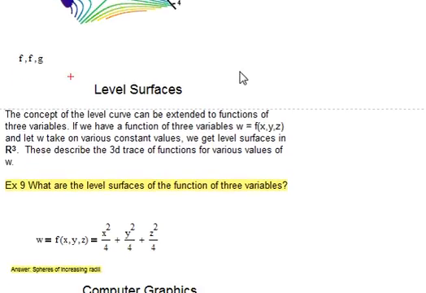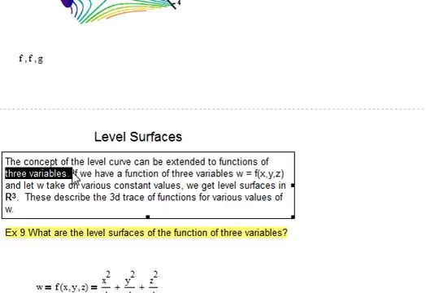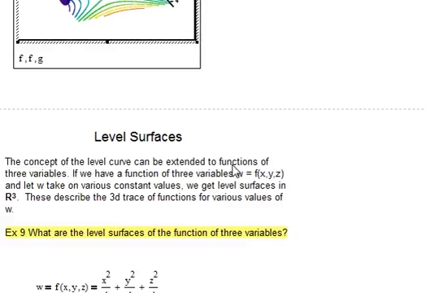So we can't draw it anymore, but we can talk about level surfaces. Now, level curves are in the xy plane. Level surfaces are in three-dimensional space, so the concept of a level curve can be extended to functions of 3 variables. Just don't ask me to draw it anymore, because then we'd have to have 4 dimensions, and that's not possible. So if we have a function of 3 variables, like w equals f of x, y, z, for example, and let w take on certain constant values, we get level surfaces in r cubed instead of level curves in r squared, like in this example.